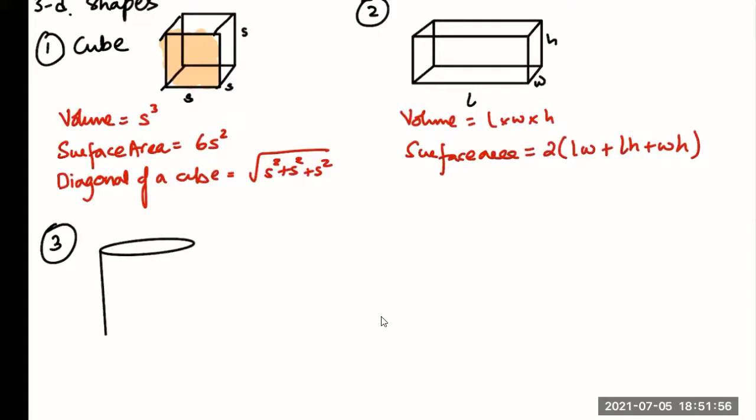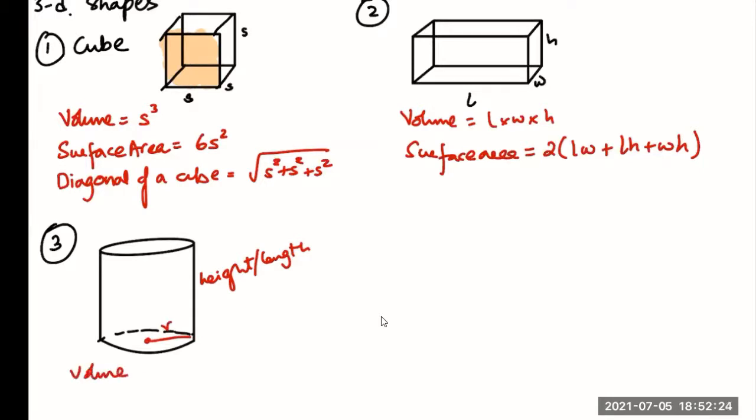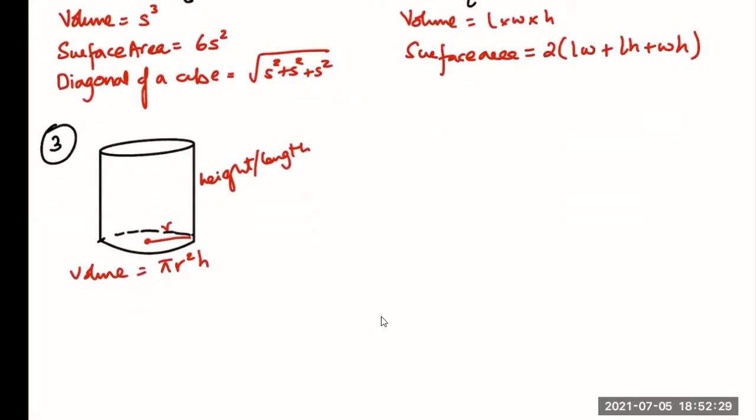Okay, let's draw this. So this is what a cylinder looks like. It has a circle as the base. This is what I call the height, or sometimes when it's lying down, it's the length. Let's write down height slash length. This is the radius of the base. There's volume, which is pi r square h, and this is surface area.